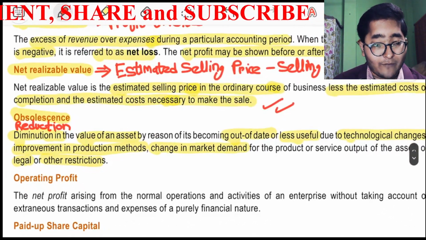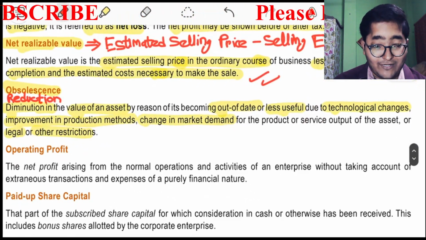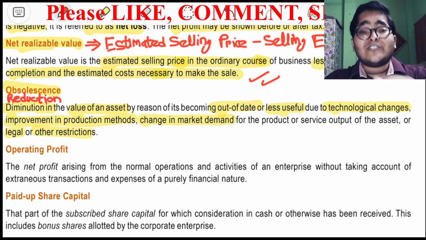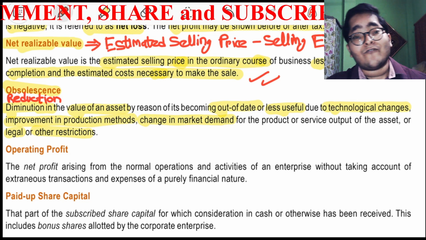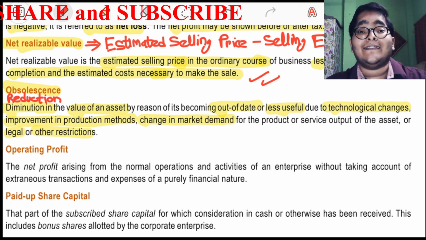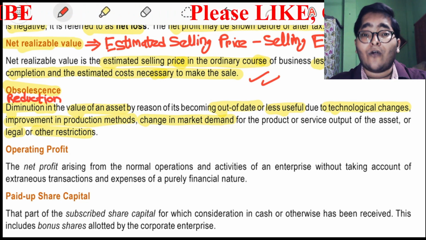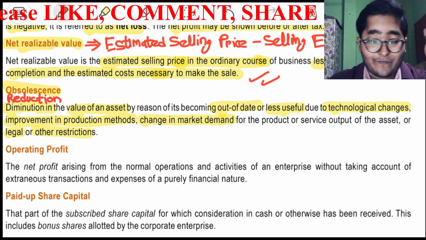So our next topic is operating profit. Operating profit consists of two words, operation and profit. Profit is the surplus of the proceeds from a product or service over the cost involved in producing the product or rendering the service. So what is operating profit?